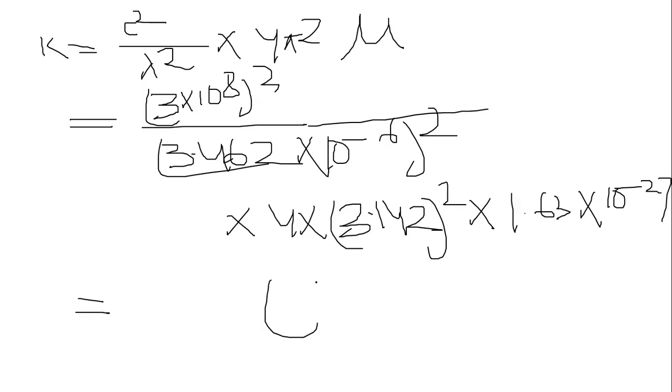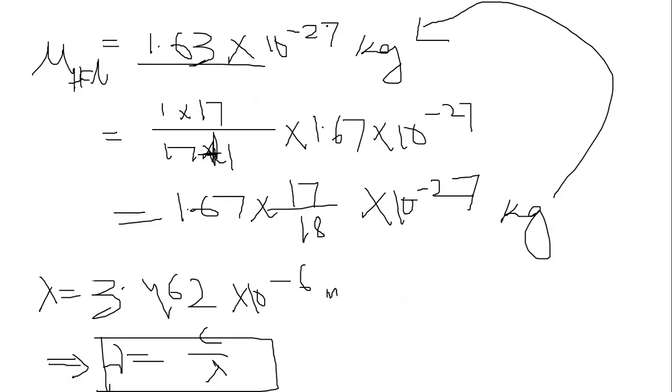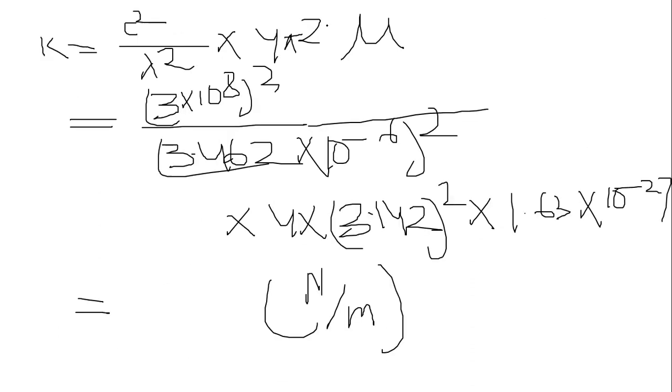What will be the unit of k? The unit of k will be Newton per meter. So the force constant is in Newton per meter. Please put all the values. We know all the values, we calculated the value of mu, 1 into 17 divided by 1 plus 17 into 1 mu. When you calculate, we will find the value of k if we put all the values. So please put all the values and tell me the value of k.